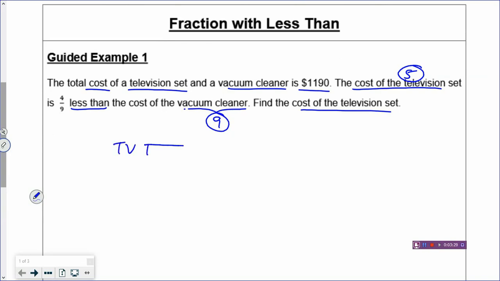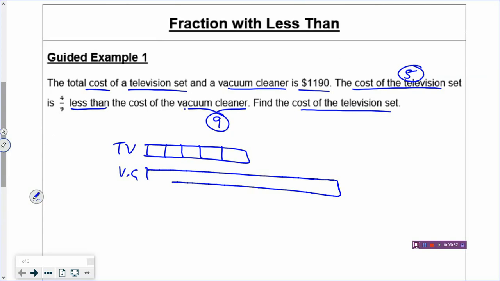So the TV has 5 boxes: 1, 2, 3, 4, 5. And the vacuum cleaner has 9 boxes, so just draw a little longer: 1, 2, 3, 4, 5, 6, 7, 8, 9. The total cost is 1190, and we find the cost of the TV, so your question mark is above. It looks very easy to draw. Every box is 1 unit each. So how many units is the total cost? You have 5 units plus 9 units, so the total cost is 14 units.